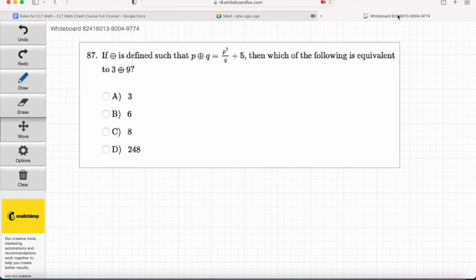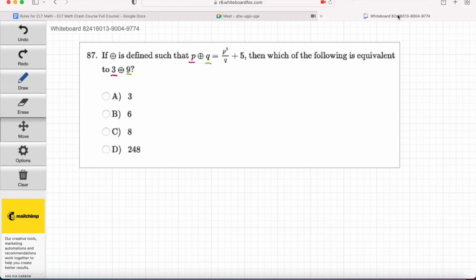All right. So let's do that here. And they give you the values, right? They give you the values. So what's our P value? That would be 3. P is going to be 3, right? That's what comes before the weird symbol. And then what's our Q value? 9. Our Q value is 9. You're just plugging it in, and then it's just arithmetic. Does that make sense? Yes.